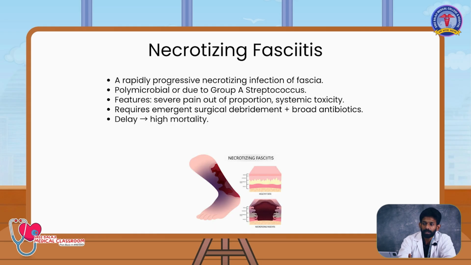Necrotizing fasciitis. It is a rapidly spreading necrosis of the fascia and the subcutaneous tissue. Necrotizing fasciitis is usually polymicrobial or most commonly caused by group A streptococcus. The patient presents with severe pain, crepitus, and systemic toxicity. The treatment for this patient is urgent surgical debridement followed by wound culture and sensitivity and empirical broad spectrum antibiotics. If there is a delay in surgical debridement or the management of the patient, it has a mortality of more than 30%.